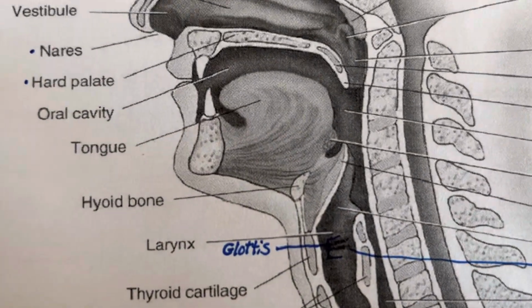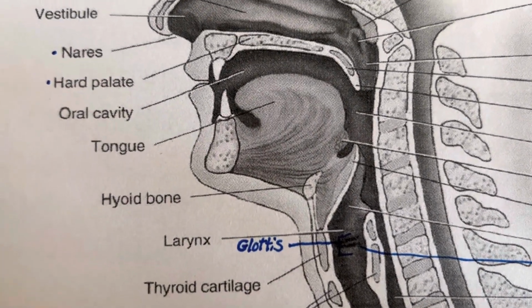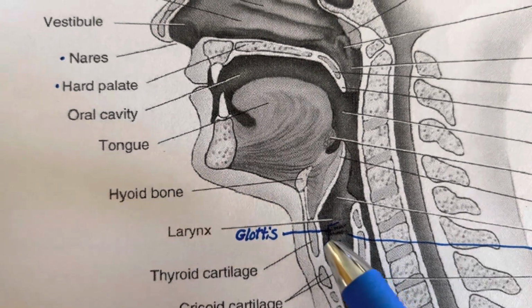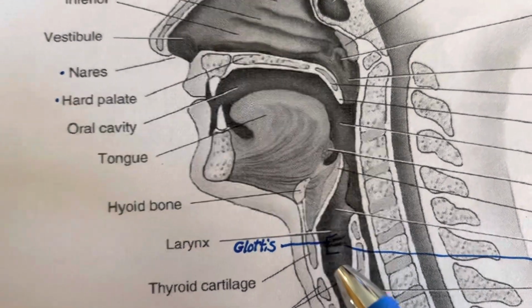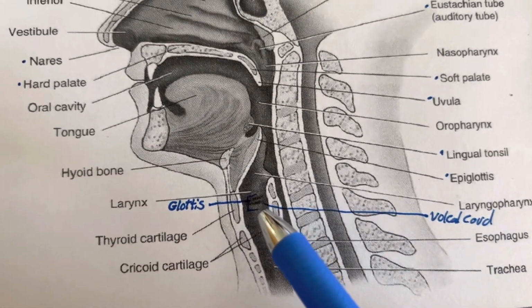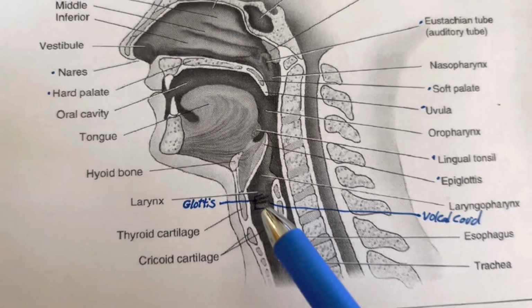I'll show you a better picture. The glottis is that opening right there. It opens and closes. Those are the vocal cords.